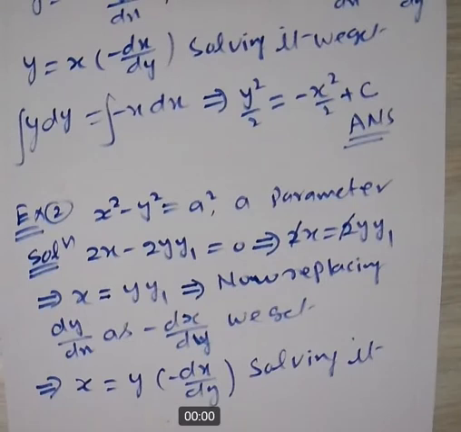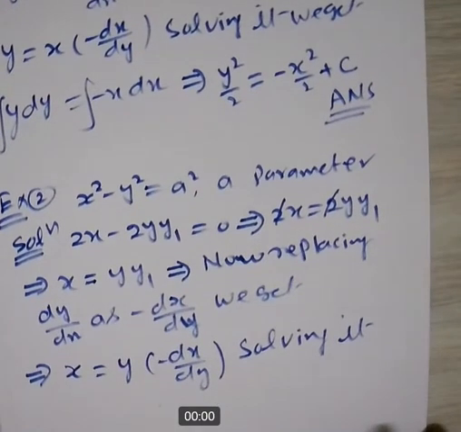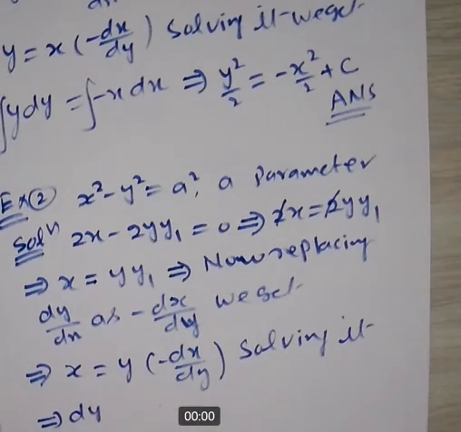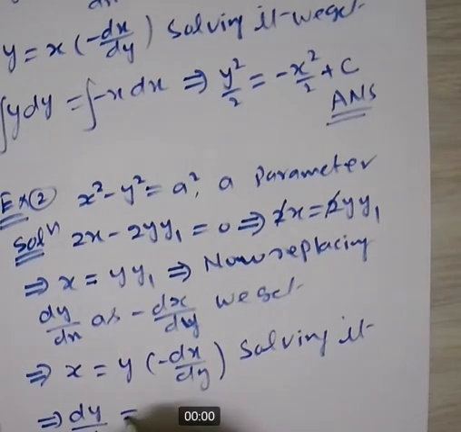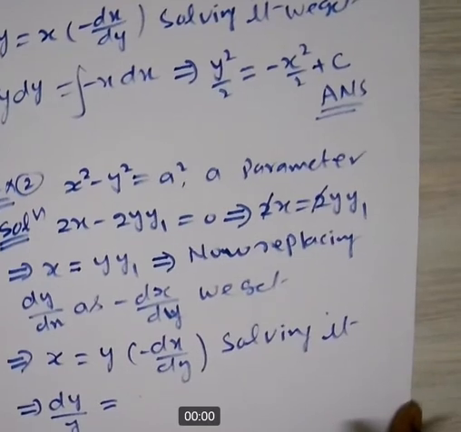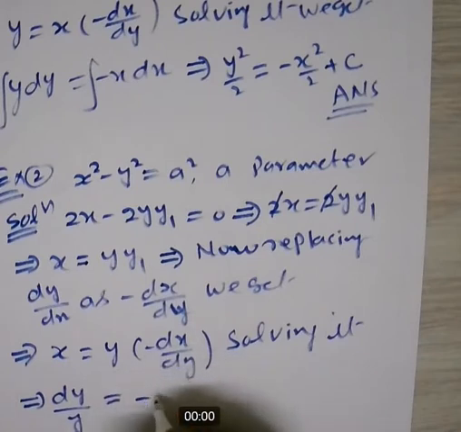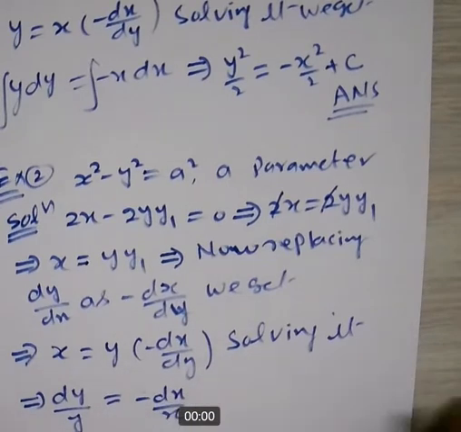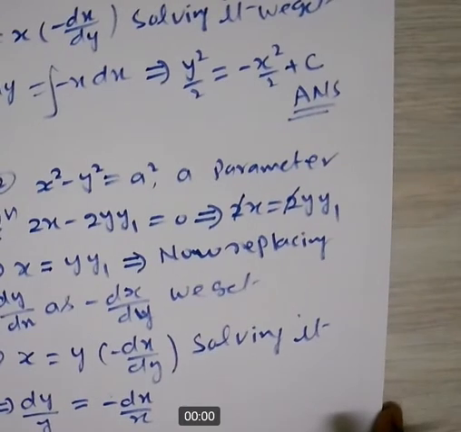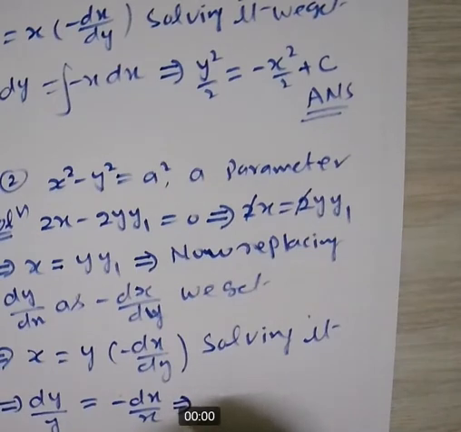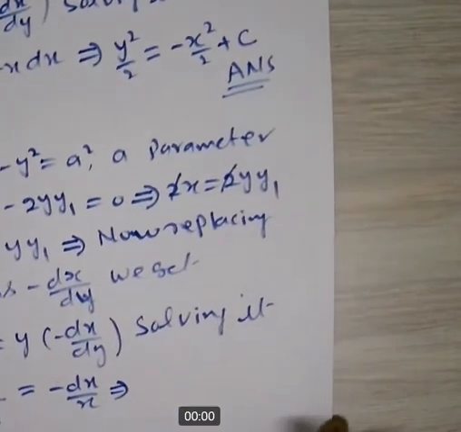When you try to solve it by using the method, what you have to do? Just see that one, use the cross multiplication. Then this becomes dy divided by y equal to minus dx divided by x. So what do we have to do? Just integrate it.